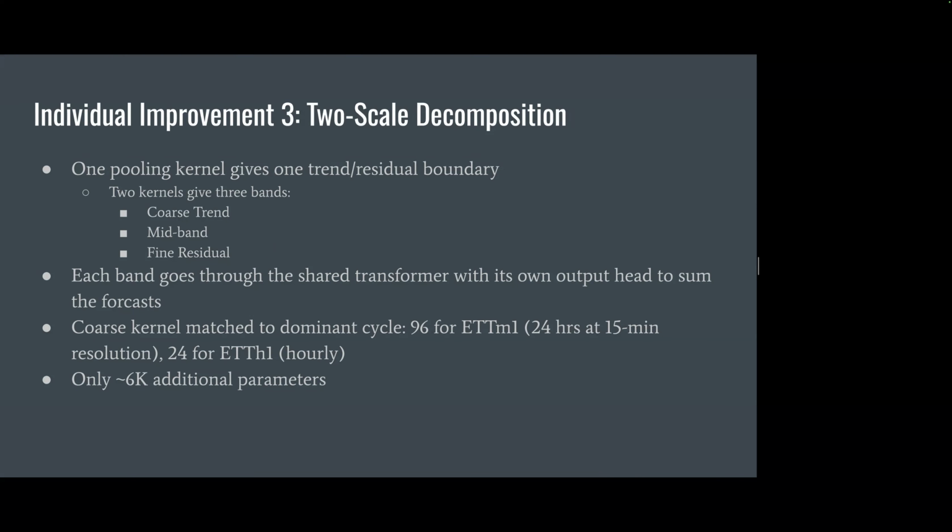At the end, we sum the 3 forecasts back together, which doesn't add any extra complexity in the attention layers. The key thing that made this work was aligning the coarse kernel to the dominant daily cycle in electricity load data. So for ETT-M1, the 15-minute resolution data set, the coarse kernel was set to 96, which is exactly 24 hours. And for ETT-H1, which is the hourly, it's set to 24. And overall, this doesn't add a high amount of overhead. It's just 2 new output heads, which only add 6K additional parameters.